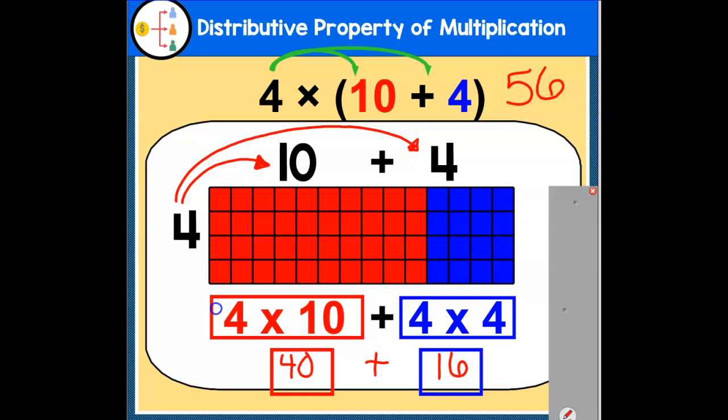With your partner, discuss what you notice about the distributive property after seeing 3 different examples. Remember those questions that we're always asking ourselves: what's the same and what was different about the distributive property than some of the other properties we've talked about? Teachers, pause.